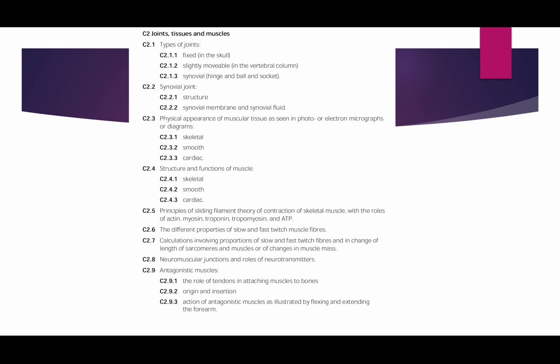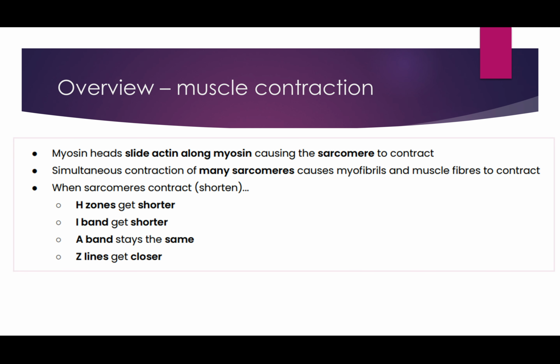The different properties of slow and fast twitch muscle fibres, calculations involving proportions of slow and fast twitch fibres and change in length of sarcomeres and muscles or change in muscle mass, neuromuscular junctions and roles of neurotransmitters, antagonistic muscles, the role of tendons in attaching muscles to bones, origin and insertion, action of antagonistic muscles as illustrated by flexing and extending the forearm.